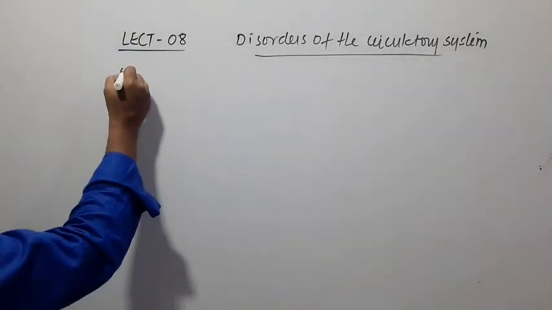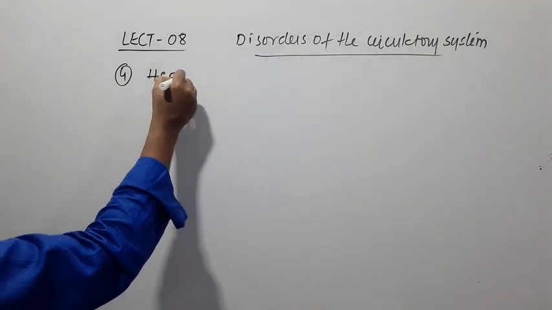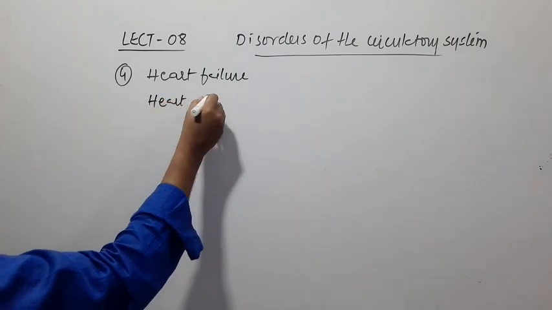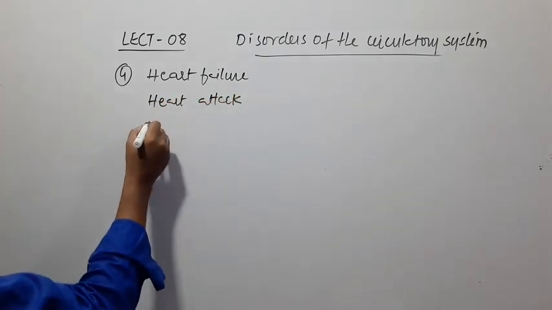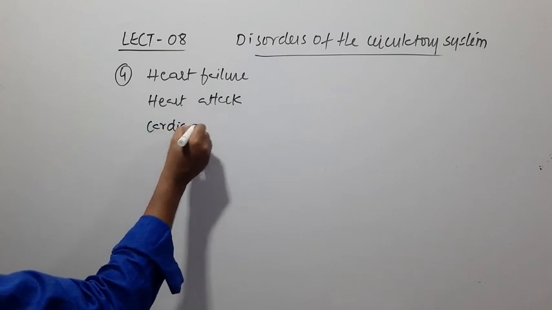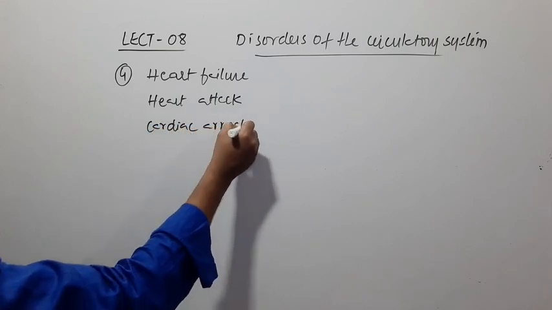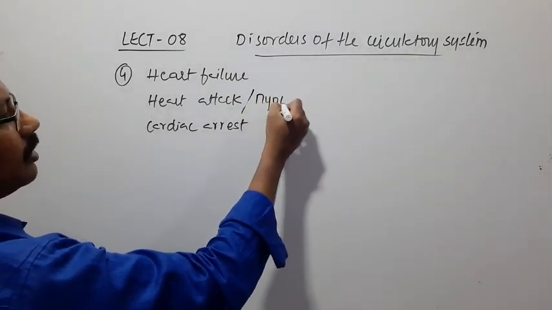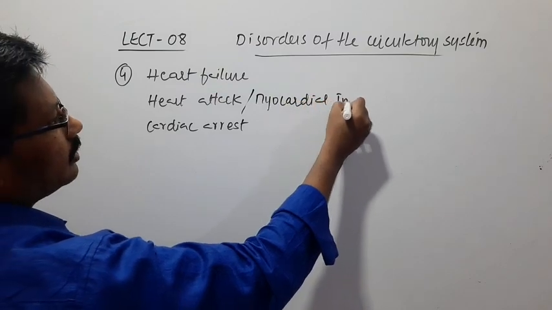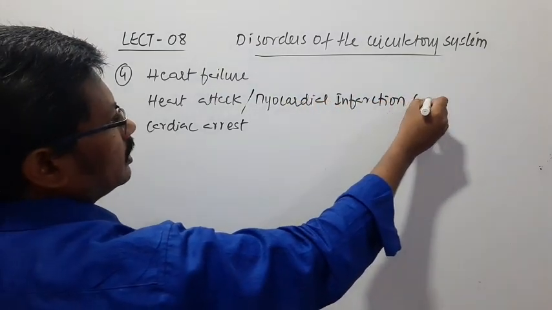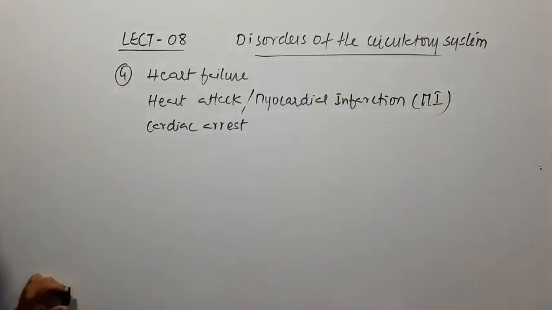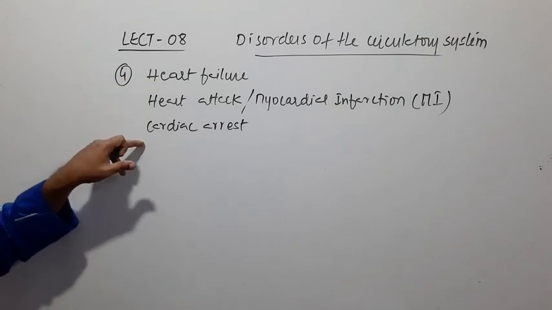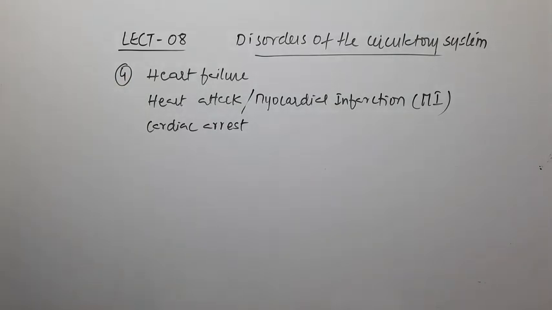The next one, we'll see about heart failure, then heart attack, and cardiac arrest. The heart attack is also called myocardial infarction, in short MI. So we'll see about three words: heart failure, heart attack, and cardiac arrest, which are all not the same.